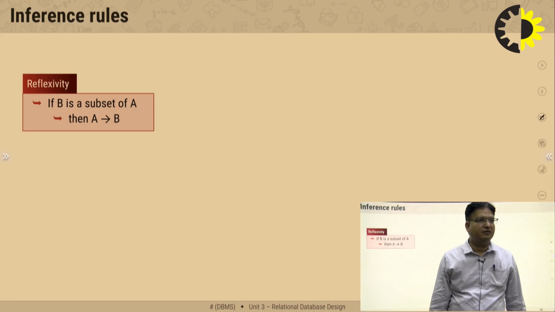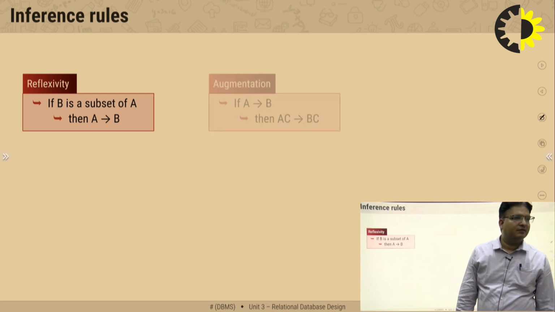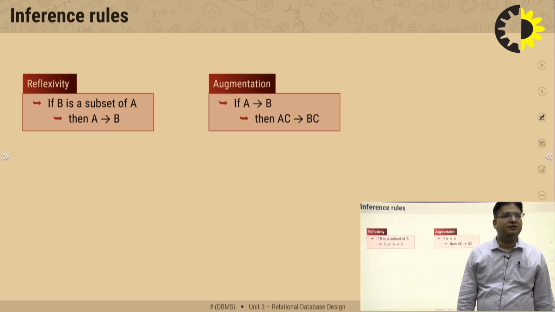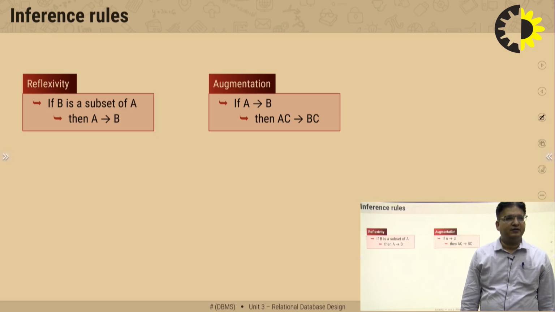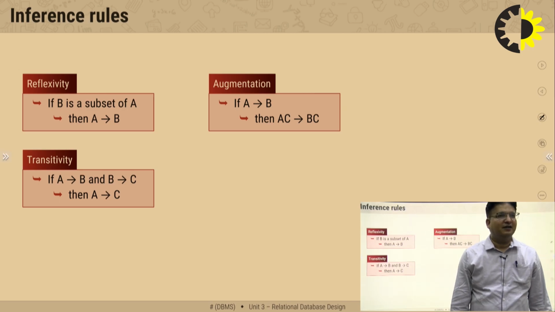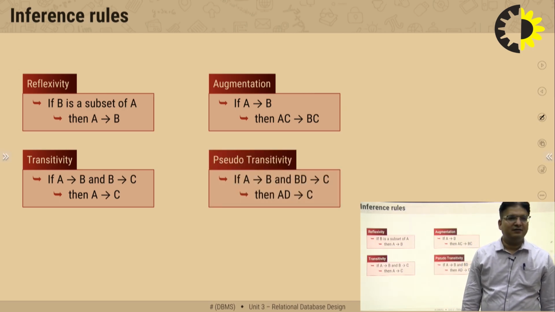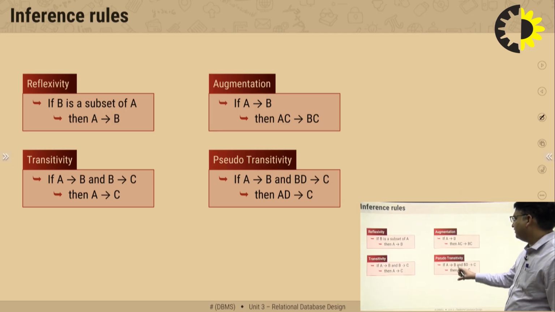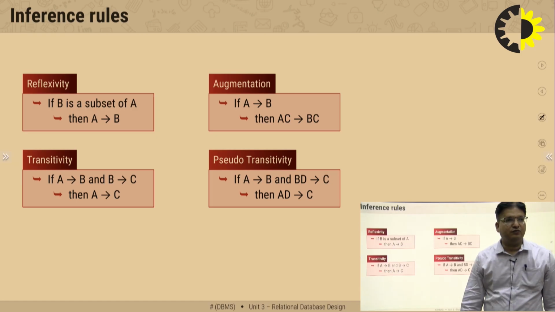First is the reflexivity rule, which states that if B is a subset of A, then we can say that A determines B. Second is the augmentation rule, which states that if A determines B, then we can say that AC determines BC. Third is the transitivity rule, which says that if A determines B and B determines C, then we can say that A determines C. Fourth is the pseudo transitivity rule, which states that if A determines B and B determines C, then AD determines C. That is the pseudo transitivity rule.